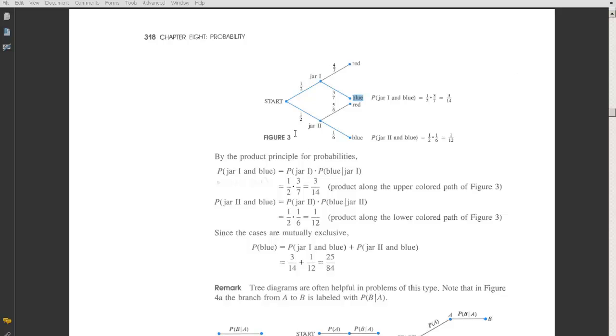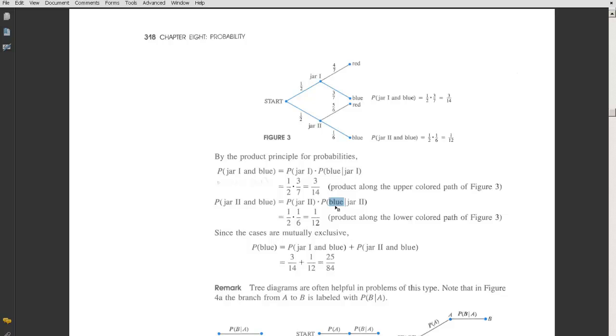And the other way, same idea. It's the probability of jar 2 times the probability of blue given jar 2. Now you might ask, we could have also written this differently. This could have been the probability of blue here, and this could have been the probability of blue here, and this would have been jar 2. But then you would have had jar 2 given blue. But that's very hard to even think about, so we don't want to do it that way.